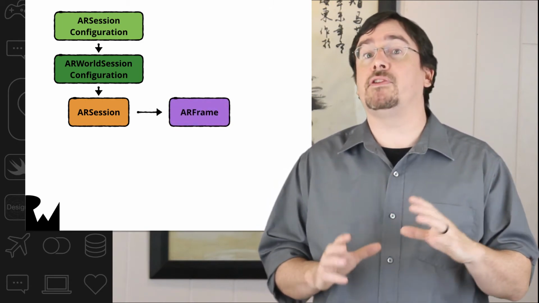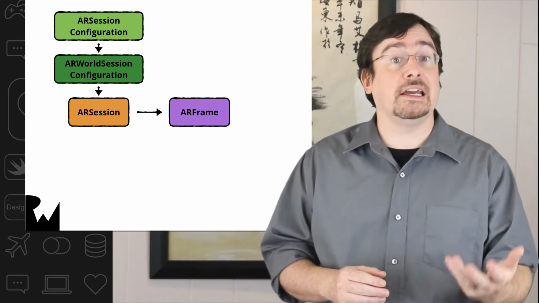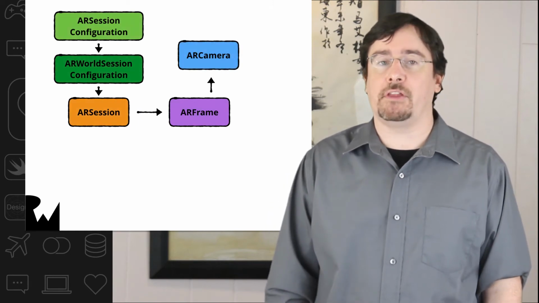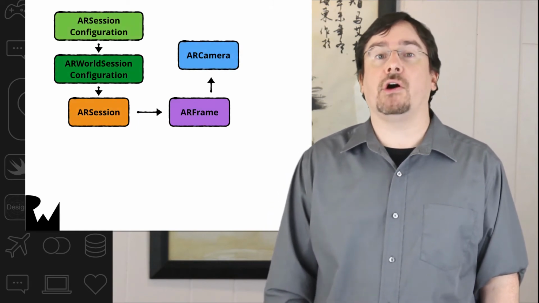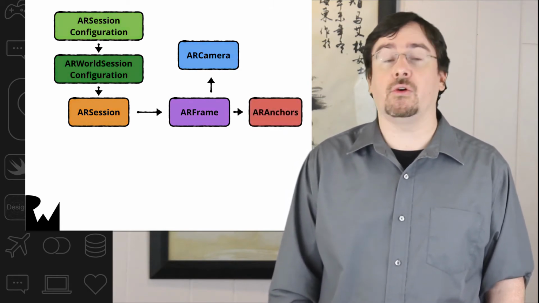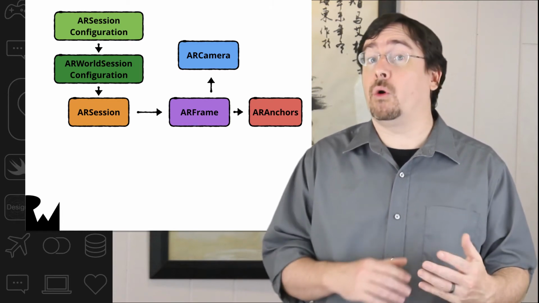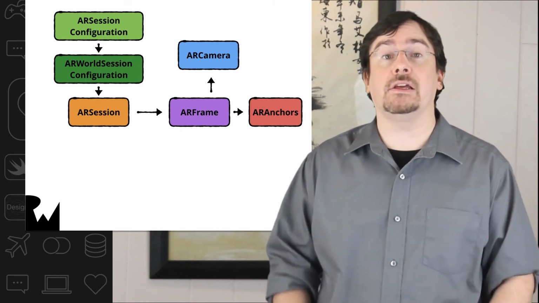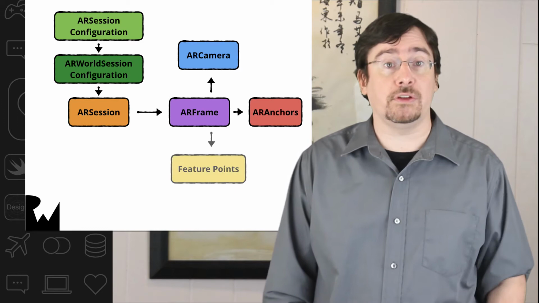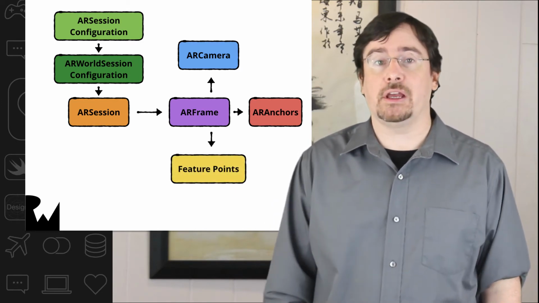An ARFrame represents one frame of video and contains data such as the captured image, light estimation, and even an ARCamera reference, which is the position of the actual camera. ARFrames also include ARAnchors. These represent real-world position and orientation of an object. You can add anchors to a session to track them, or the AR session can add them automatically when detecting objects. Finally, the ARFrame also contains feature points. These points represent notable features detected in the camera image.